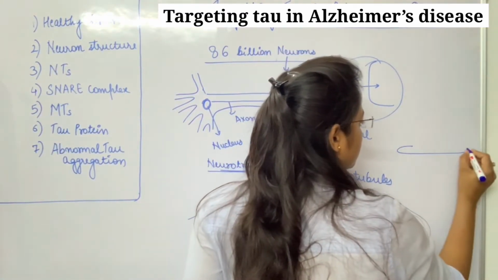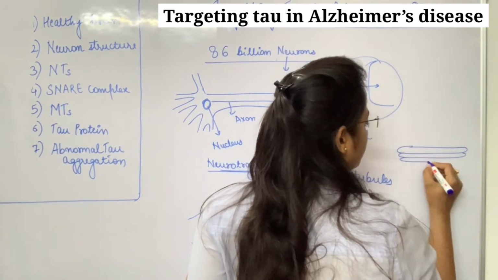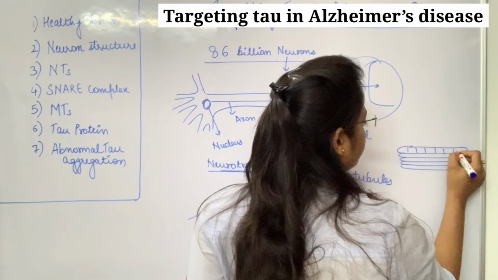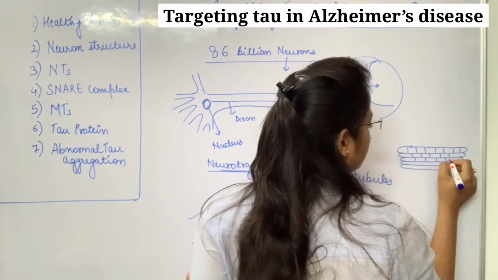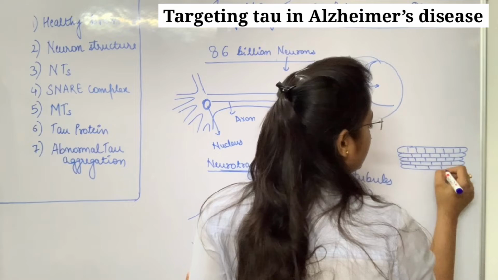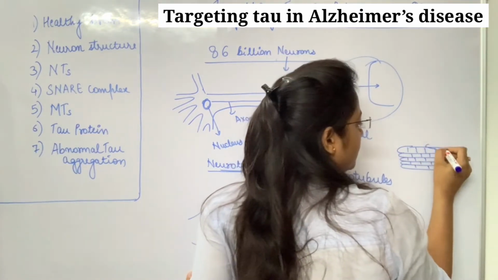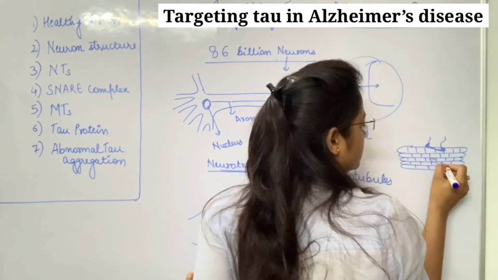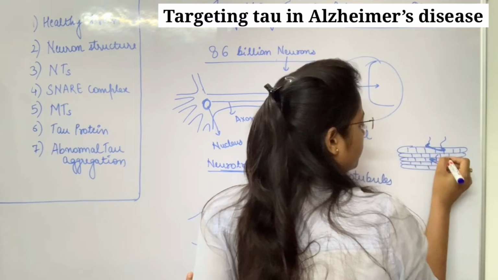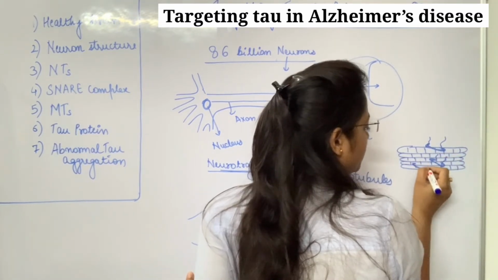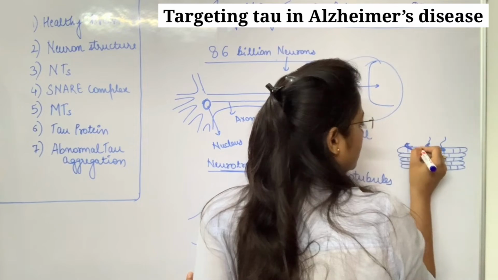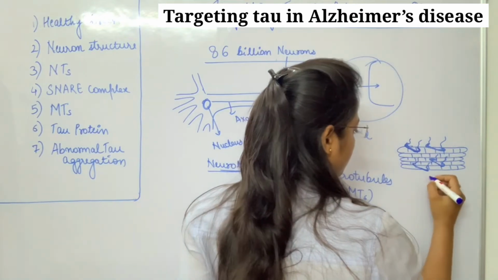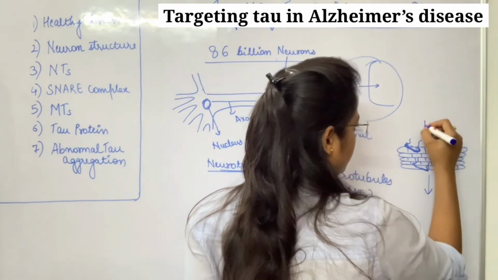Now microtubules are microscopic rod-like structures, or we can say microscopic tubes, which are stacked together. These tubes are supported by tau protein. These tau proteins are attached to this portion. Tau proteins provide support to the microtubules. Now we'll be drawing these microtubules.